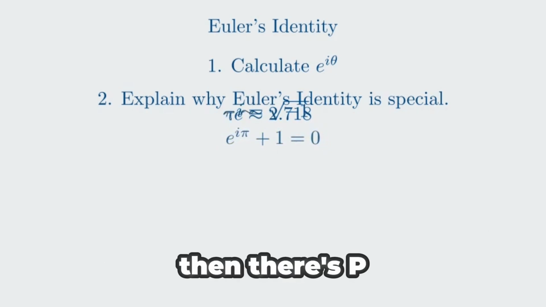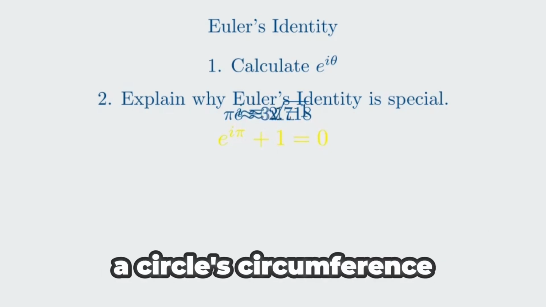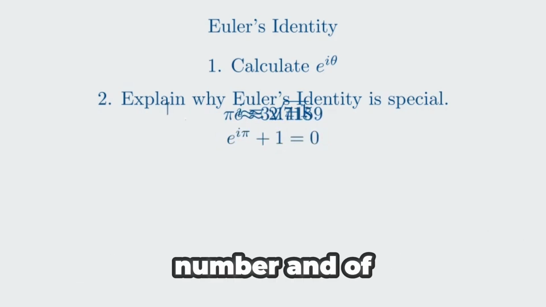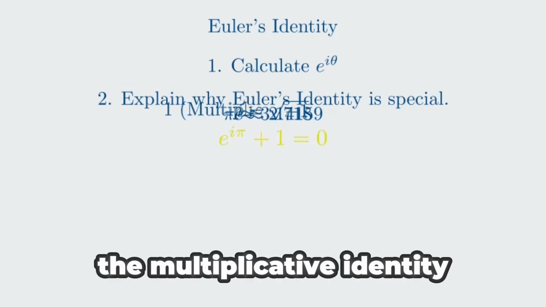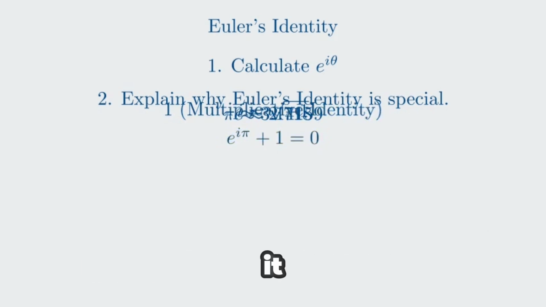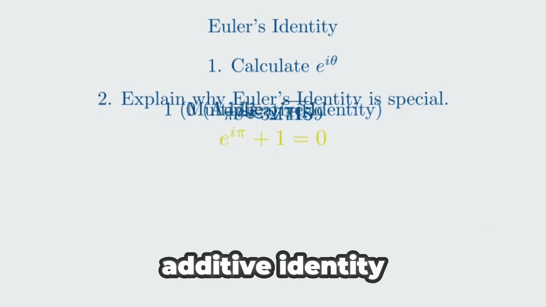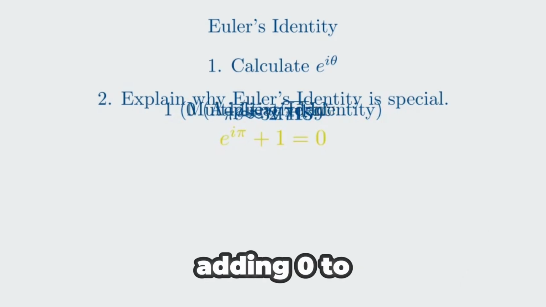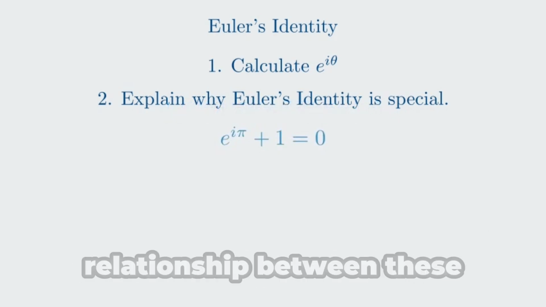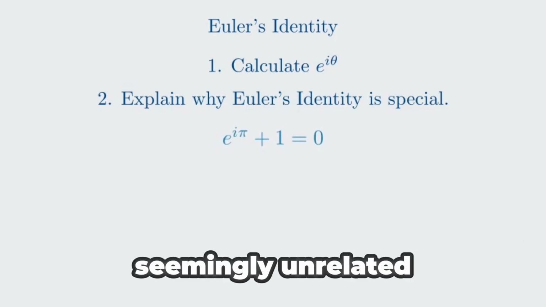Then there's pi, the ratio of a circle's circumference to its diameter, another famous irrational number. And of course, 1, the multiplicative identity. Multiplying anything by 1 doesn't change it. Finally, 0, the additive identity. Adding 0 to anything doesn't change it. This identity shows a deep and unexpected relationship between these seemingly unrelated constants.